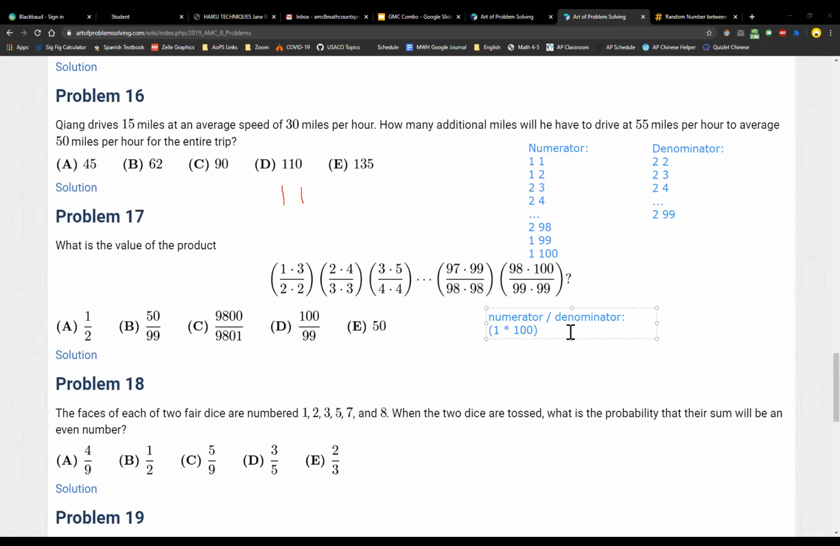All right, so in the denominator, what's left over? So there's 2 2s, while in the numerator, there's 1 2. So that means it's 2 times. And then also, you can notice there's 2 99s and 1 99. So that also creates 1 left over. So we just compute this, and this is 50 over 99. So the answer would be B.